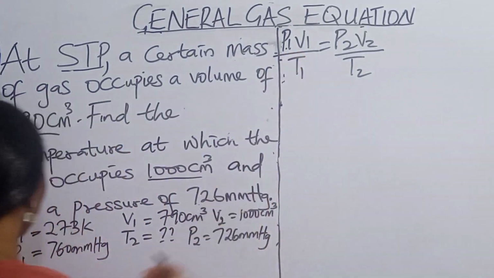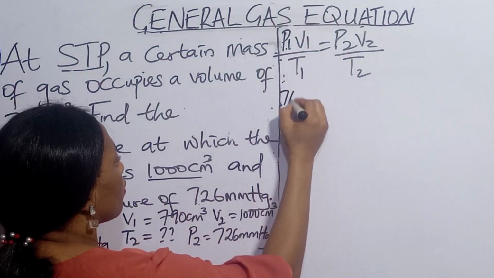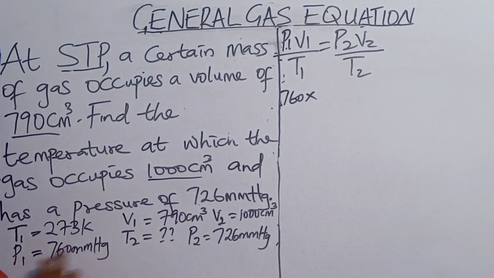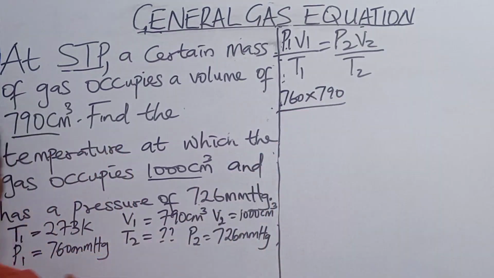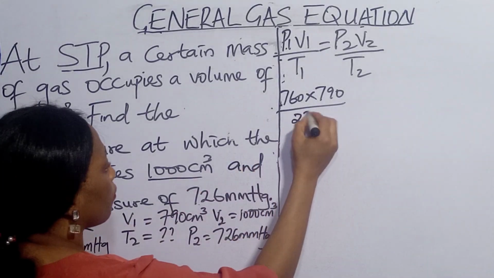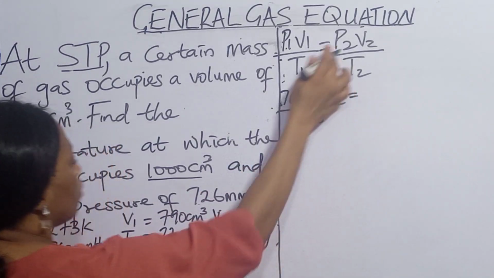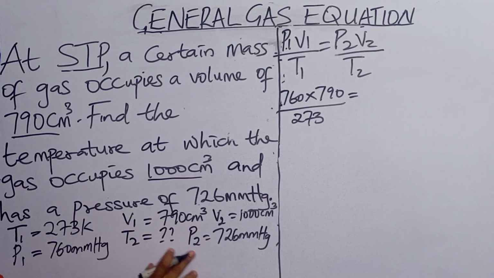All right, let's solve. So P1 is what? 760 millimeter times V1. V1 is 790 divided by T1. T1 is 273 is equal to P2. P2, where are you?